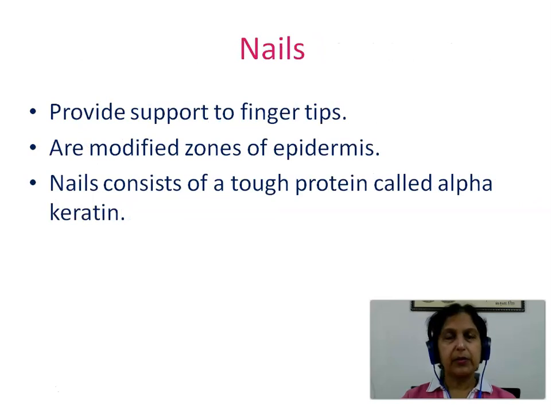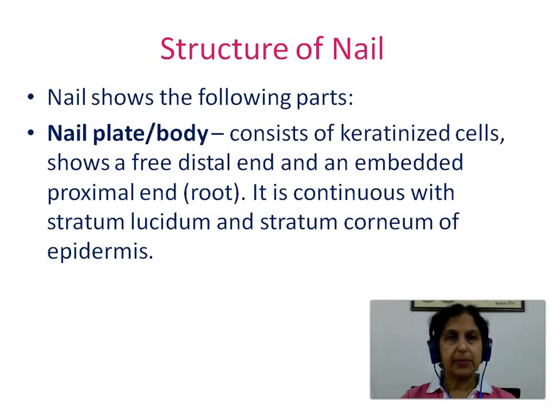We now go on to study the nails. These provide support to the fingertips. They are modified zones of epidermis. Nails consist of a tough protein called alpha keratin. The structure of the nail. Nail shows the following parts. Nail plate or body consists of keratinized cells, shows a free distal end and an embedded proximal end or root. It is continuous with stratum lucidum and stratum corneum of epidermis.